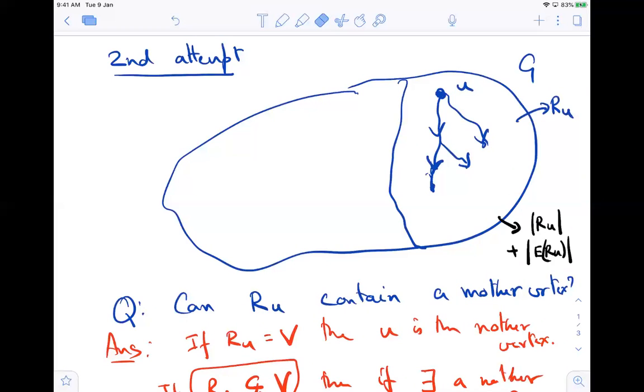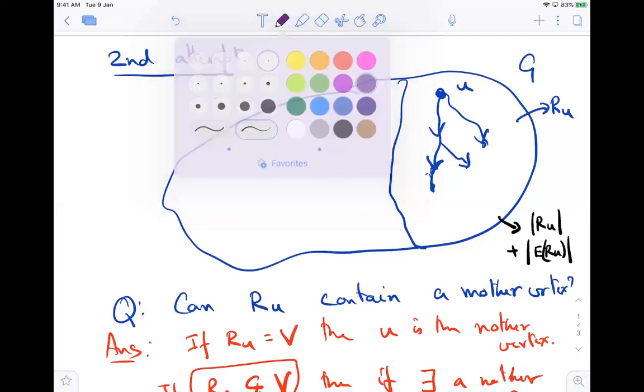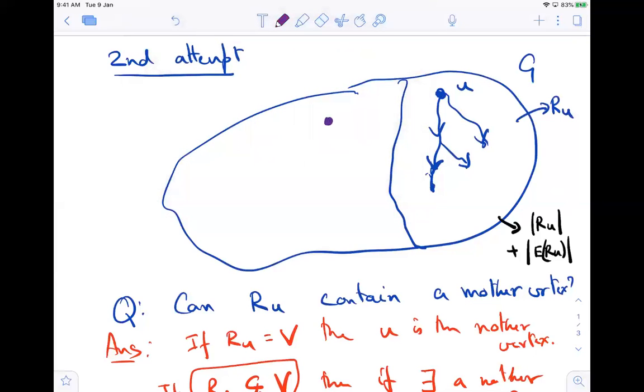Good. So now I know that here is an R of U. In this much time, I have managed to find R of U, and R of U is not the whole vertex set. That means this vertex set does not contain a mother vertex at this point. Let me do the next thing. I go to a new vertex and do a similar thing. I find all the vertices that go out from here.